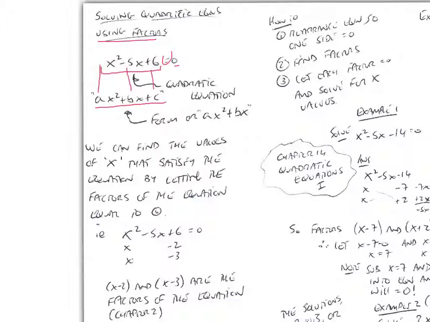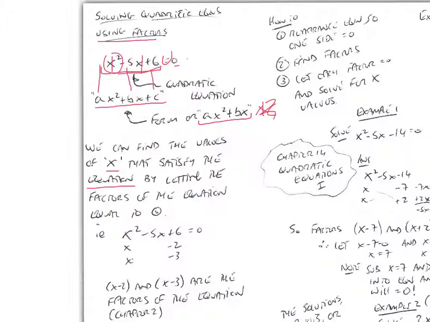Or it can also take a shortened form, as in ax squared plus bx with no plus c at the end. Okay, so there's two forms. We'll meet both of these. And basically, when we're solving quadratic equations using factors, the idea is that we can find values of x that satisfy the equation. So if we found that x equal to 1, and we let x equal 1 here and here, then all of that would be equal to 0.